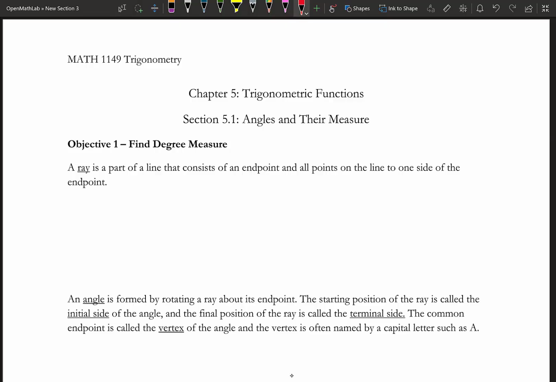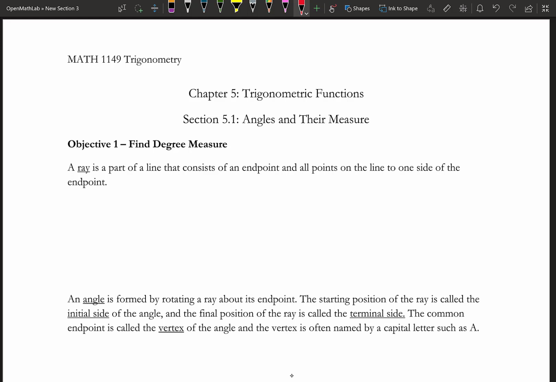Hi, so ready to start chapter 5. This will be the first video for Math 1149, trigonometry. We're starting chapter 5, which is on trigonometric functions. In the very first section, we're looking at angles and their measure. The main part of this section is just defining a lot of terms and a basis that we'll need and use throughout the course.